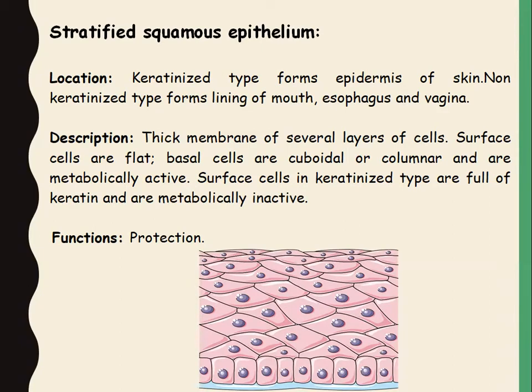Next one is stratified squamous epithelium. Location: keratinized type forms epidermis of the skin, and non-keratinized type forms lining of mouth, esophagus and the vagina. Description: thick membrane of several layers of cells. Surface cells are flat. Basal cells are cuboidal or columnar and are metabolically active. Surface cells in keratinized type are full of keratin and are metabolically inactive. Function is protection.